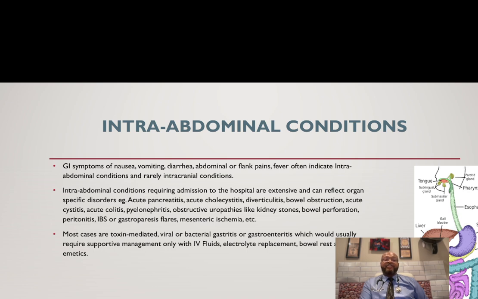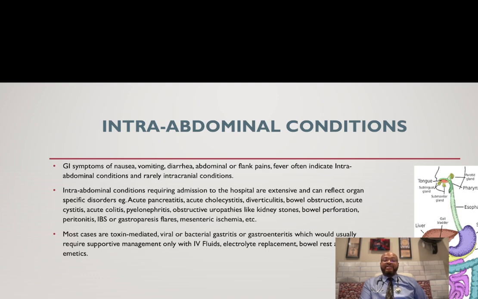Now, for intra-abdominal conditions, most people will come with nausea, vomiting, sometimes with diarrhea, sometimes with abdominal pain, and you want to rule out intra-abdominal conditions that may be life-threatening before you treat conservatively. So in intra-abdominal conditions such as acute pancreatitis, cholecystitis, diverticulitis, bowel perforation, pyelonephritis, and the list goes on, you want to have a suspicion for them once you see any kind of red flags.